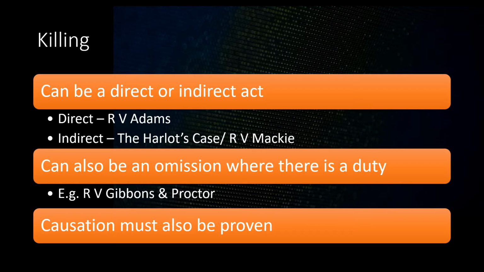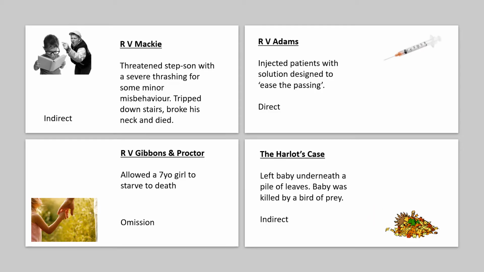Now a little note there as well is that causation must be proven. Now you may find this in different elements. You may do actus reus first, causation and mens rea. Some will, but this is the way I teach it to my students, and if you are one of my students then you could verify that. So if you'd like to pause this, you can always look at the cases that I've just mentioned there. Mackey as an indirect, Adams as a direct, and Gibbons and Proctor as an omission, and the harlot's case as an indirect act.